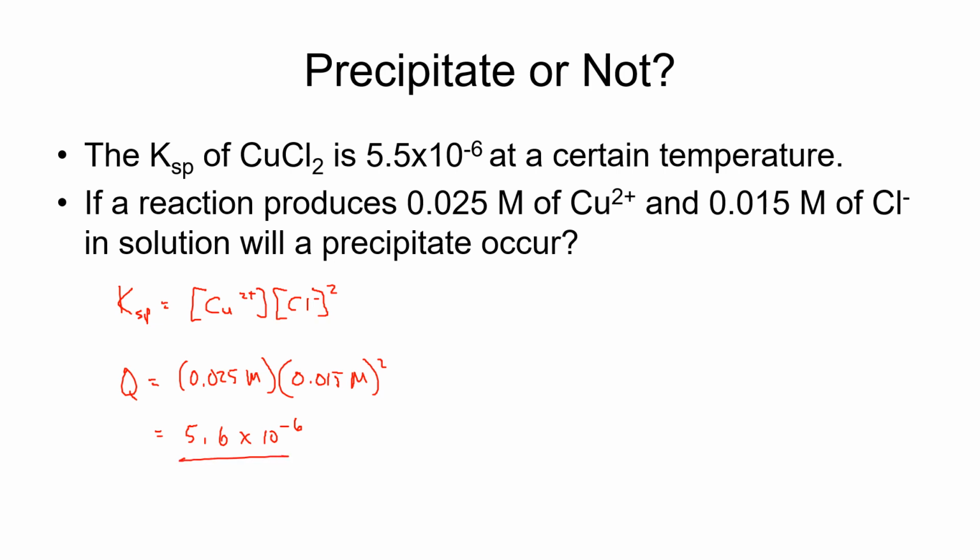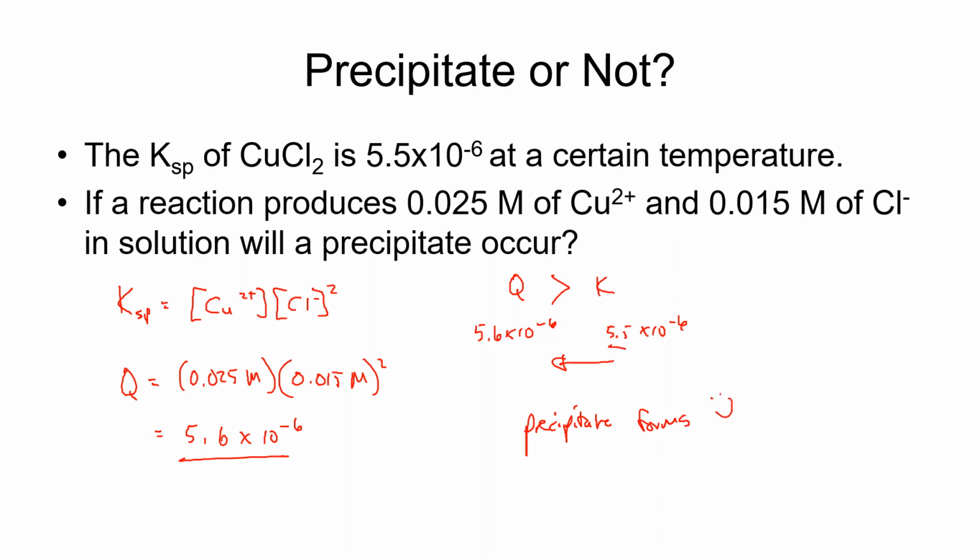So we got Q and we got K. So Q is 5.6 times 10 to the negative 6, and K is 5.5 times 10 to the negative 6. So that means that Q wins. We're going to shift in this direction, which means we'll get a precipitate. Precipitate forms. Yay.